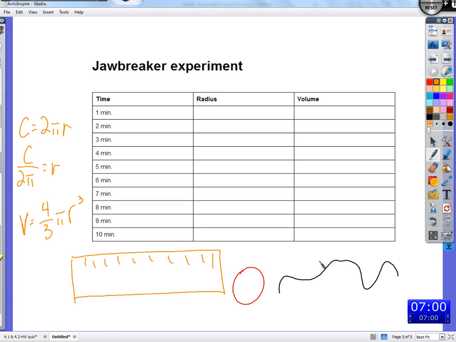Okay, let's get started. We'll do 1 minute at first. Hold on, I'll get the timer ready. Should we measure the initial radius? I think that's pretty important. It will help us. Let's go ahead and take our initial measurement. I should have put a 0 minute there. You can just put that up here.